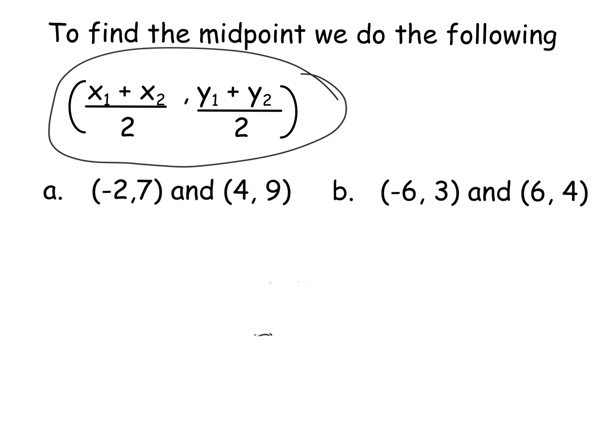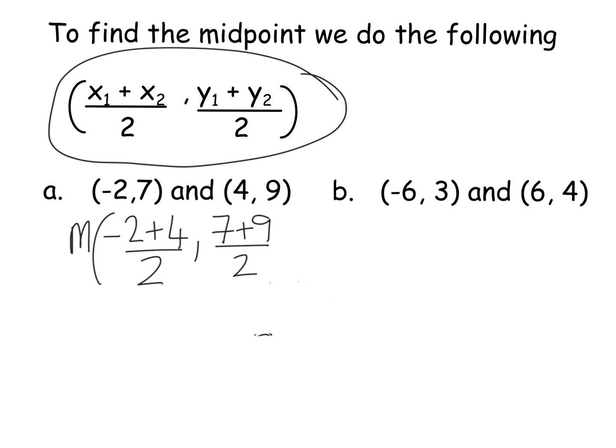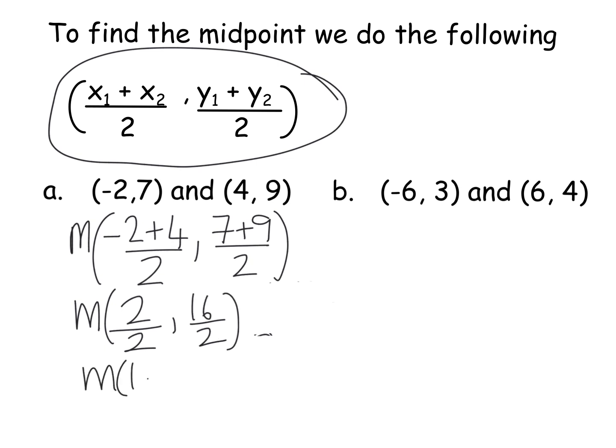So for the first one, to find the midpoint here, we simply will call it M for midpoint. And we will do the x coordinates added and then halved. The y coordinates added and then halved. And then that will give us positive 2 over 2. And it will give us 16 over 2. And if you half both those numbers, you end up with 1, 8. So the midpoint of those two coordinates is 1, 8.